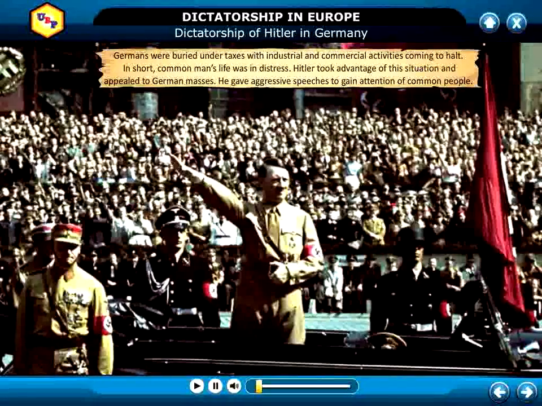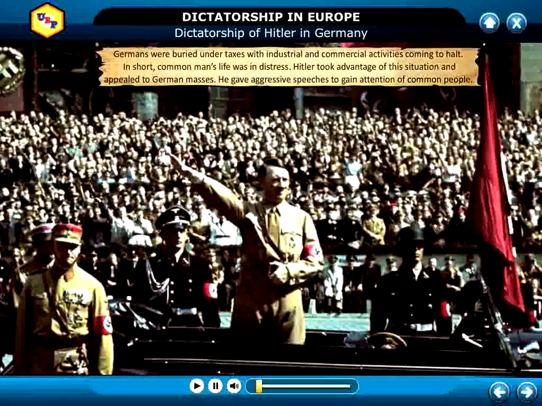Hitler took advantage of this situation and appealed to the German masses. He gave aggressive speeches to gain the attention of common people.